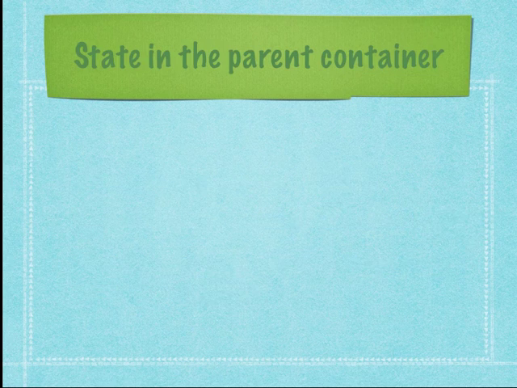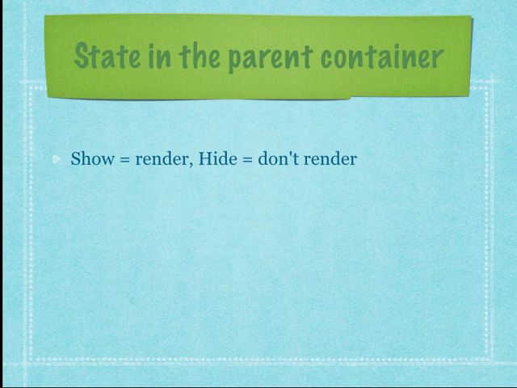So let's try to put the state in the parent container instead. So what if we say, you save the visible boolean in the parent component. Now, showing the dialog just becomes a matter of rendering it. So the parent component can check on this boolean value and decide whether to render it or not. So again, an if statement, just one level up in a different component. So that's good.